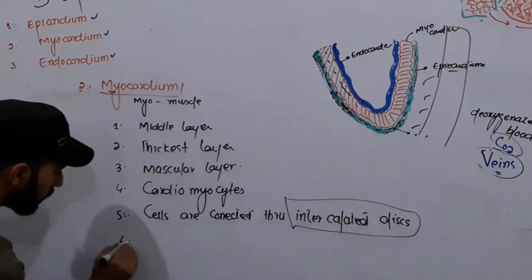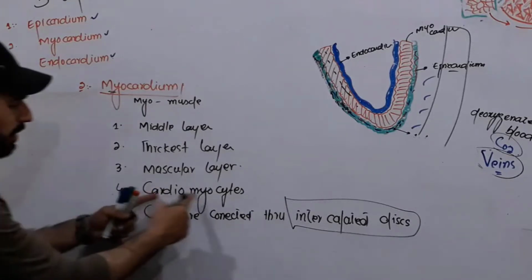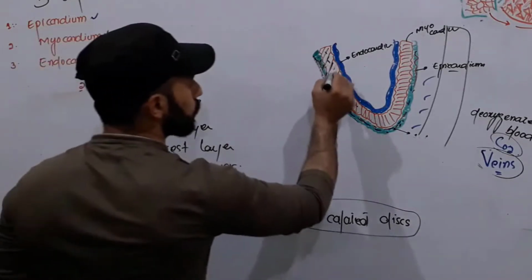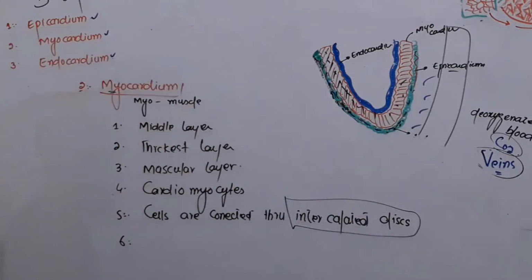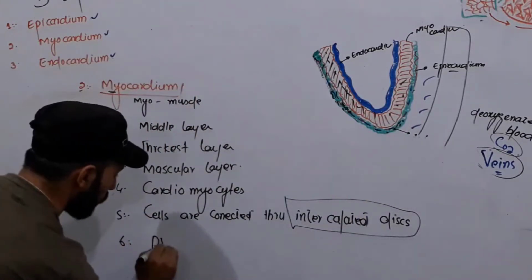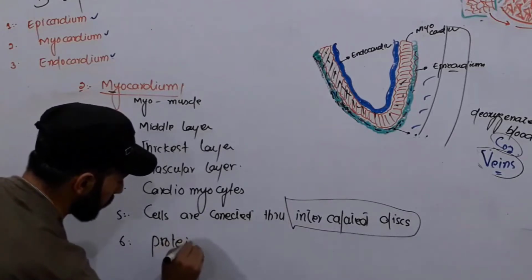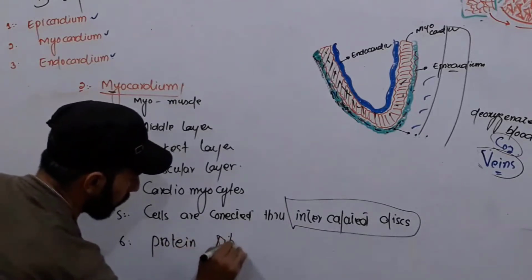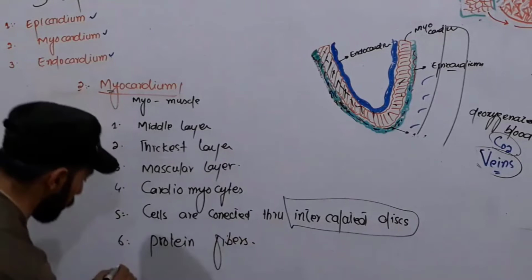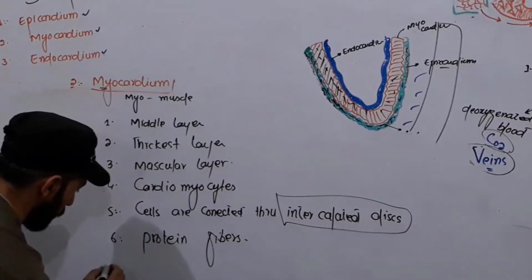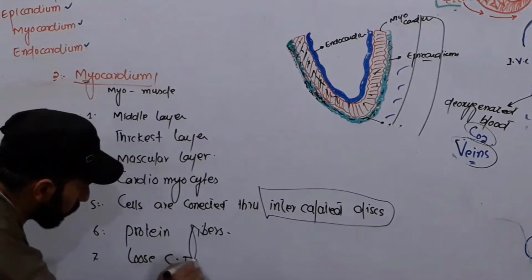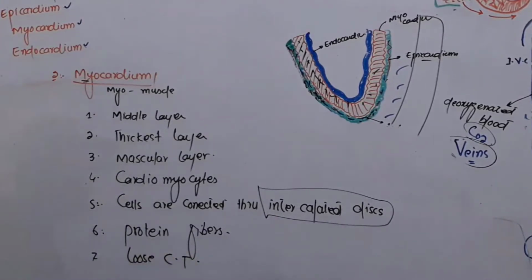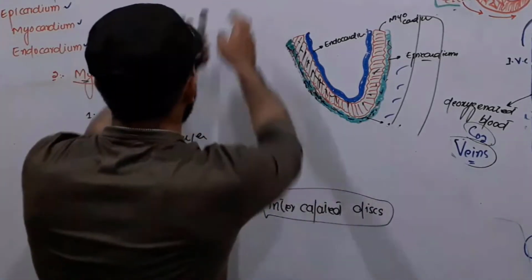Friends, not only cardiomyocytes are present, some protein fibers are also present there which hold these cells together, right? So we say protein fibers, which hold, or connective tissue also, loose connective tissue. Connective tissue is also there, right? So let's make these intercalated discs.